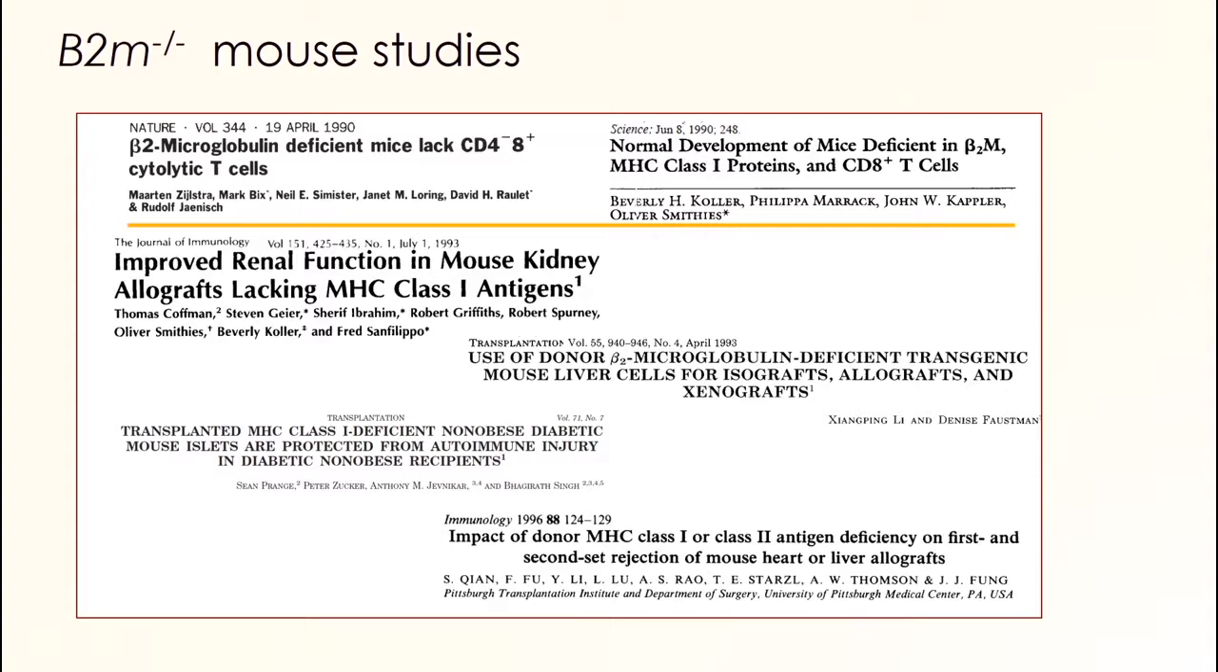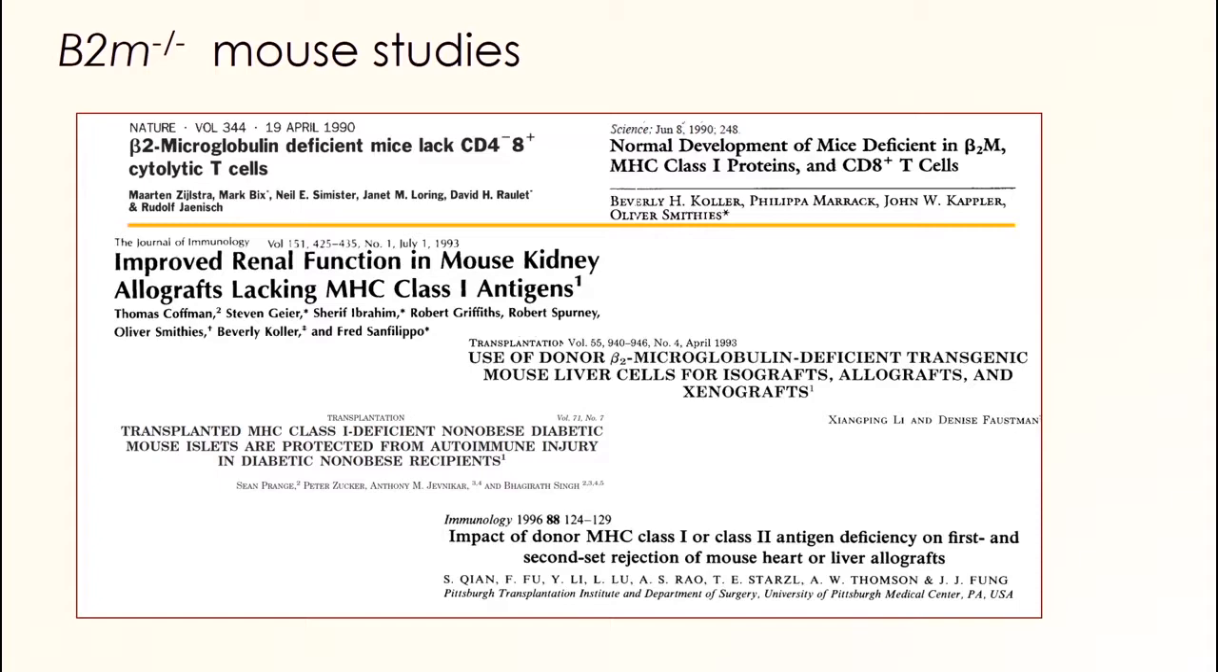In many ways, this was a first-generation universal donor cell. With these beta-2 knockout mice, people could take organs and cells from a beta-2 knockout mouse and show that they would persist longer in an allogeneic strain of mice. So these were universal donor transplant experiments with organs, and that was done with kidneys and islet cells.